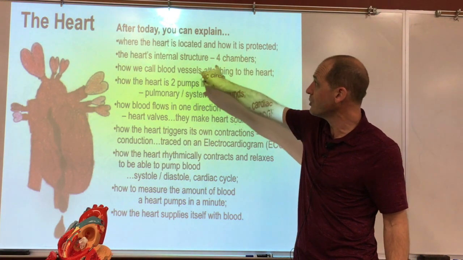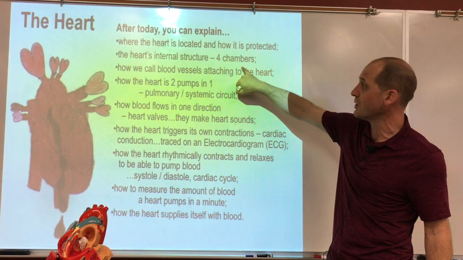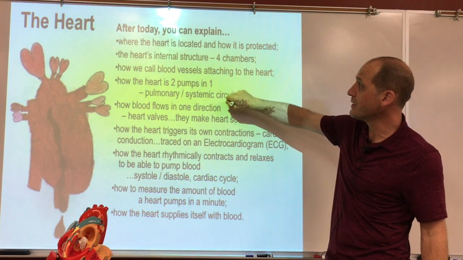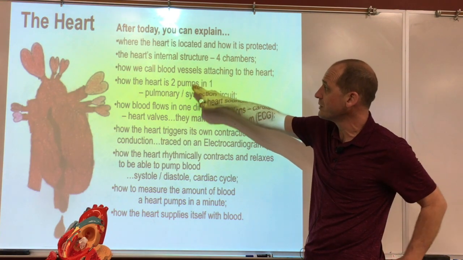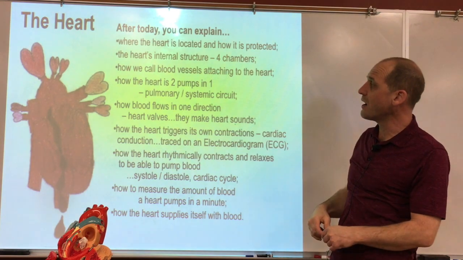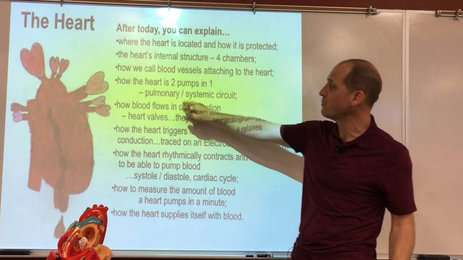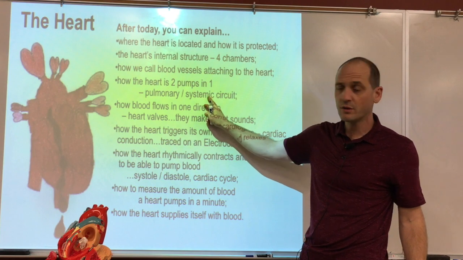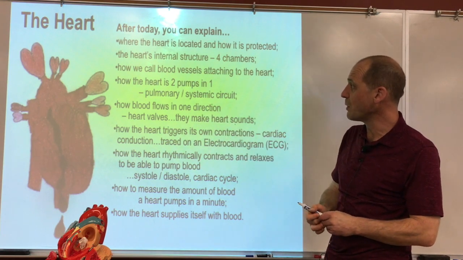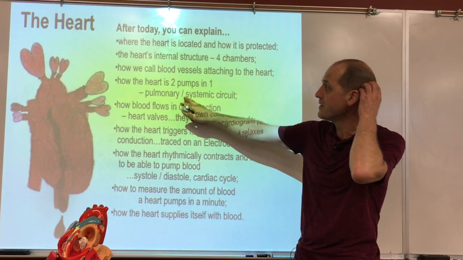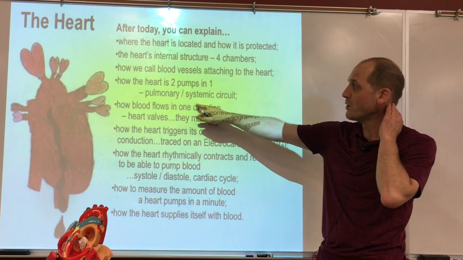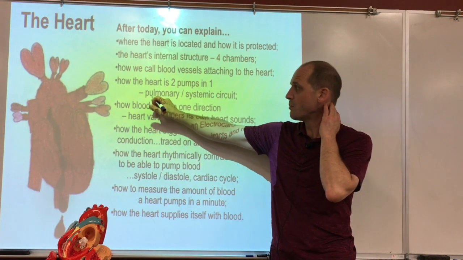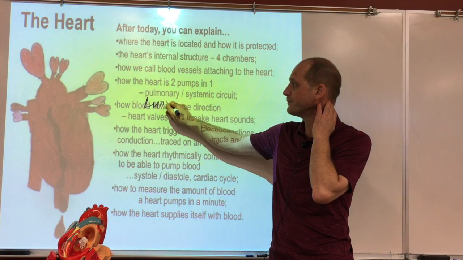We look at the 4 chambers of the heart, the internal structure of the heart. We also look at the blood vessels that attach to the heart. And we look at how the heart is a 2 pumps in 1 situation, and how it pumps the blood through the lungs and then through the rest of the body. Pulmonary means lungs. You see the word pulmonary? That means lungs.